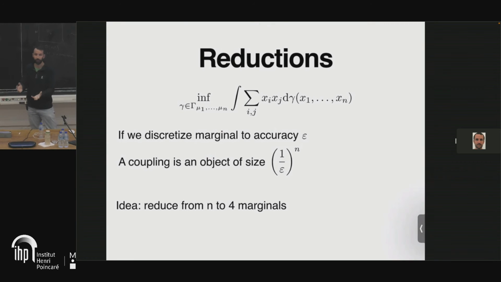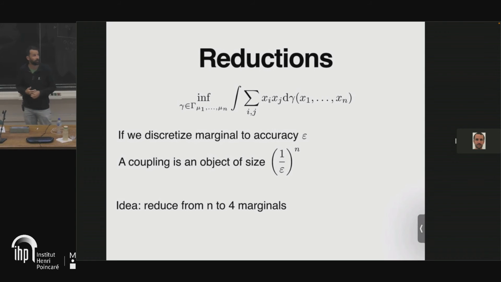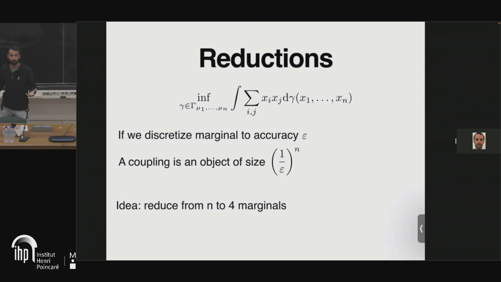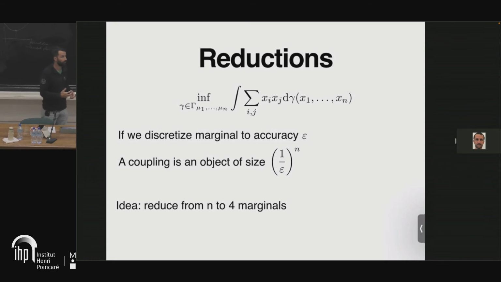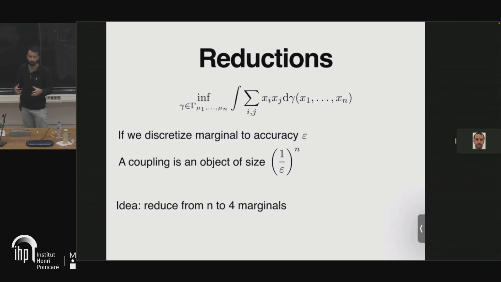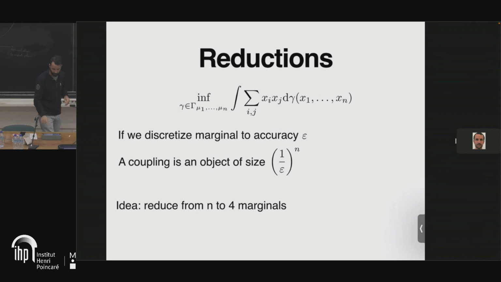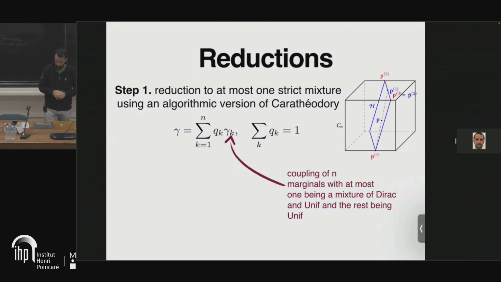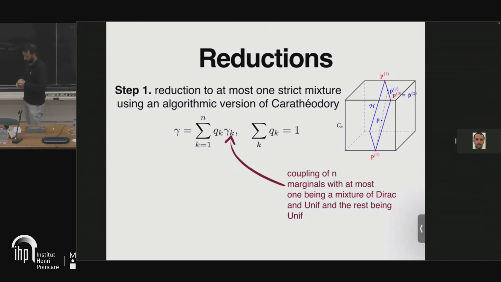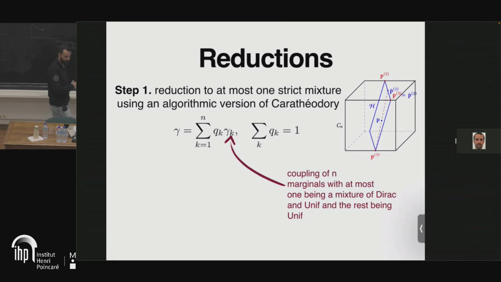So we have a particular problem. We're not trying to mix any distributions; we're trying to mix certain distributions. And the idea is that in our problem, because of its special form, we're going to be able to reduce our mixing of n marginals into the mixing of just 4 marginals. So how do we do that? The first step of the algorithm is to do that.